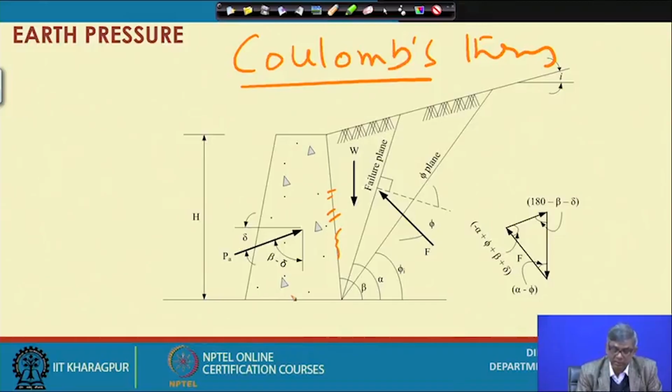Based on Coulomb's theory, this is a generalized force diagram. Okay, this is the wall and these are the forces acting here, and based on that there are different forces, and then we can draw the force polygon. Suppose this is W, and this is Pa.